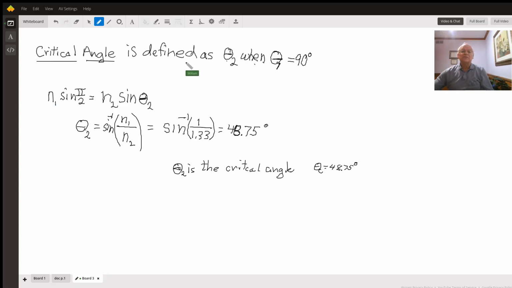The critical angle is defined as theta 2 when theta 1 is equal to 90 degrees. And we see here that using the same relationship as we used before, the sine of theta 1 is the sine of 90 degrees, which is 1, which is equal to 1 over 1.33, which is 48.75 degrees.